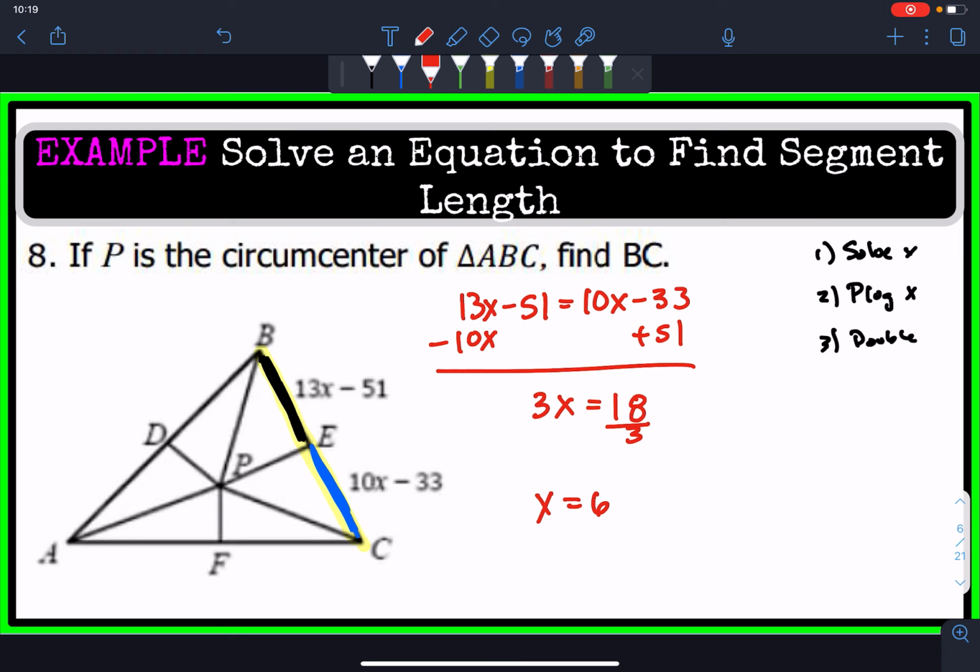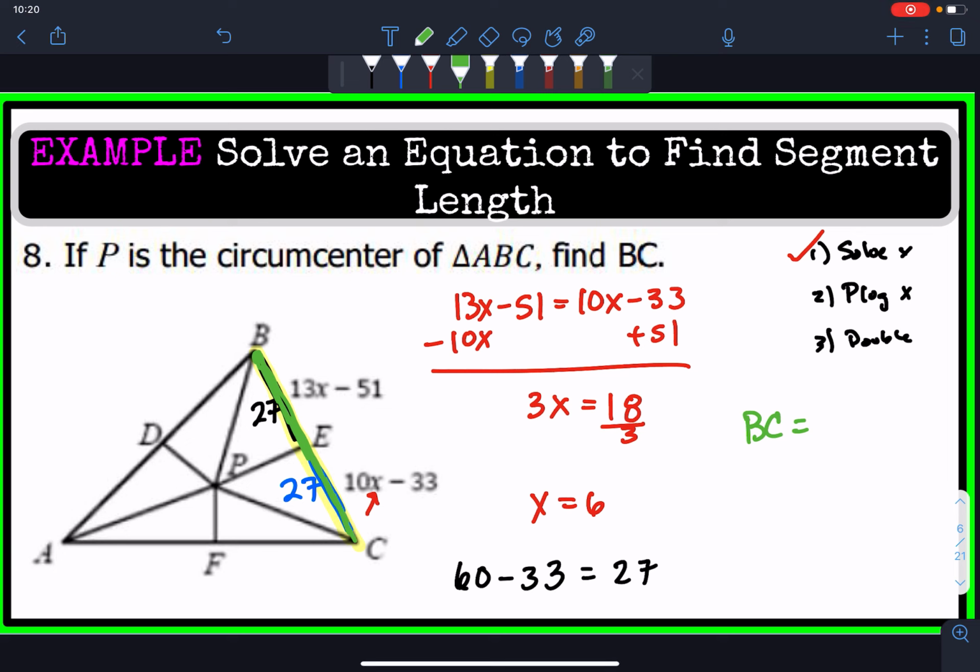So now that I've solved for x, I can now plug it in. Let's plug it into this bottom one right there. It doesn't matter, because again, these two things are equal. This black line and the blue line are equal. That one's simple to plug in, because 10 times 6 is 60. And 60 minus 33 is equal to 27. So the distance right here in blue is 27 units, which means that this distance over here in black is also 27 units. So the distance from B all the way to C will be 27 plus 27, which is equal to 54. So that's our solution.